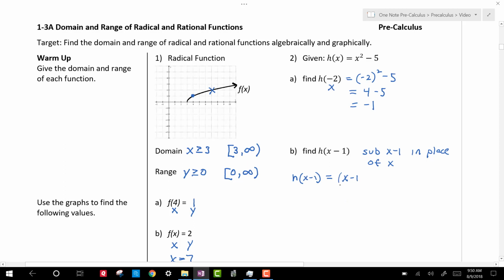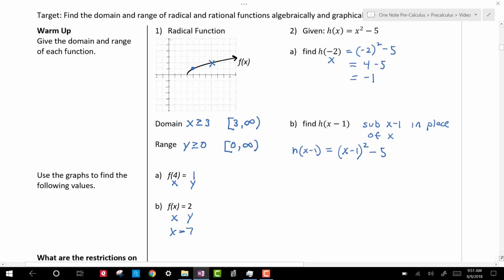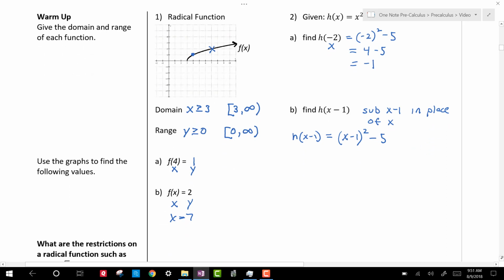Then I'm going to make sure that I square that whole thing, and then I'm going to subtract 5. All right? Now, we could leave it there or we could keep going. It just depends on what the question is asking for. So I'm going to simplify it. I'm going to keep going. So in order for me to keep going, I need to square this.